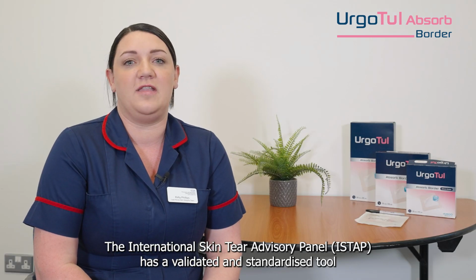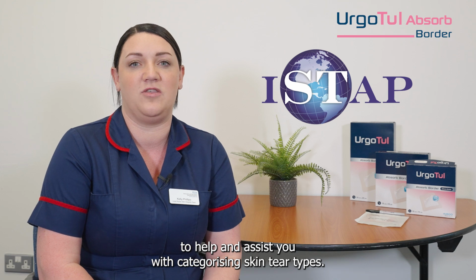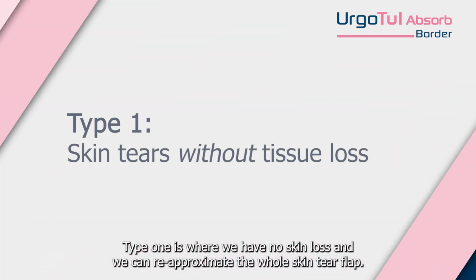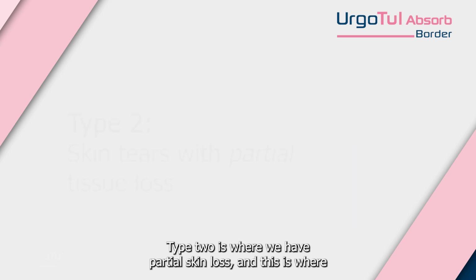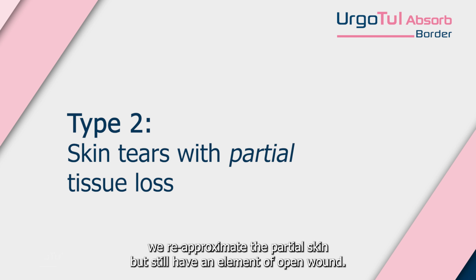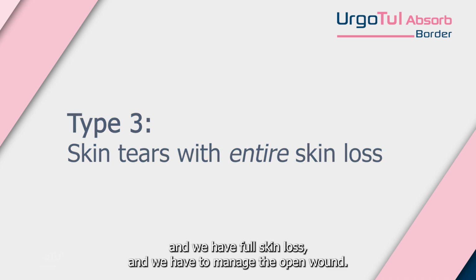The International Skin Tear Advisory Panel has a validated and standardised tool to help and assist you with categorising skin tear types. Type 1 is where we have no skin loss and we can reapproximate the whole skin tear flap. Type 2 is where we have partial skin loss, and this is where we reapproximate the partial skin but still have an element of open wound. Type 3 is where we have no skin flap available and we have full skin loss and we have to manage the open wound.